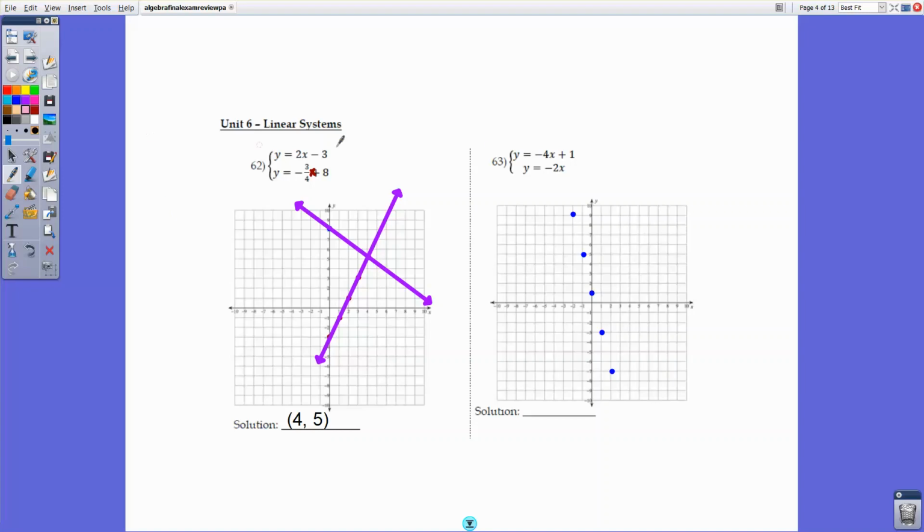We'll go pink for the second line. Negative 2x. So in this case, the y-intercept is 0, and our slope is negative 2. That means we're going to go down 2, and we're going to go right 1. Now here, you'll notice that we can tell the intersection is going to be somewhere in this zone right here, because of where these lines are sketched and drawn.